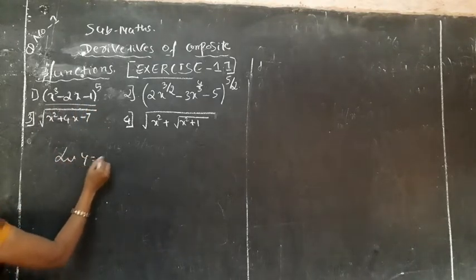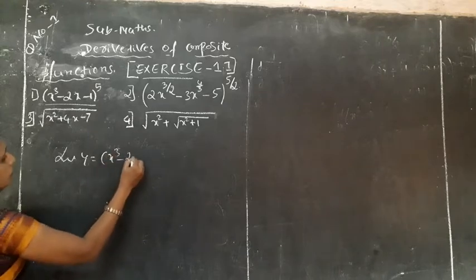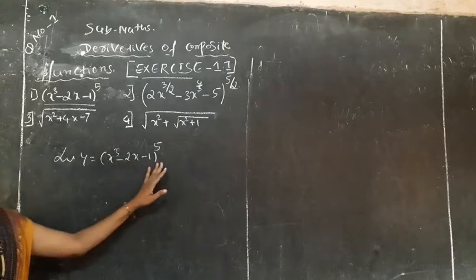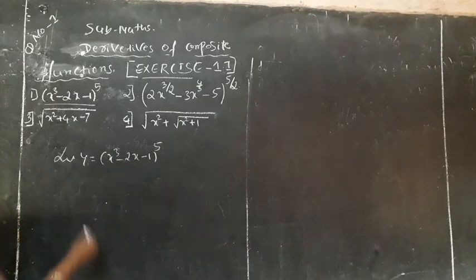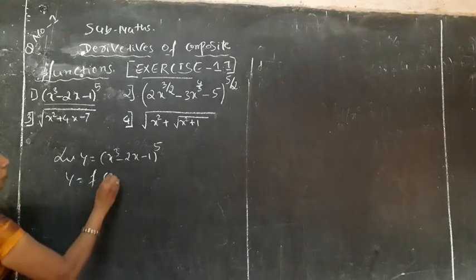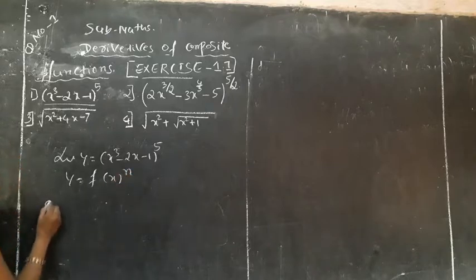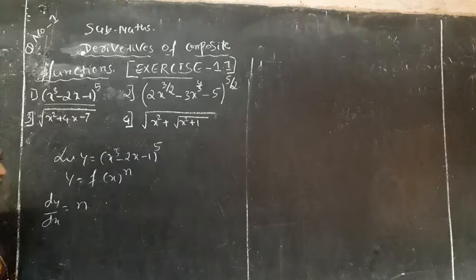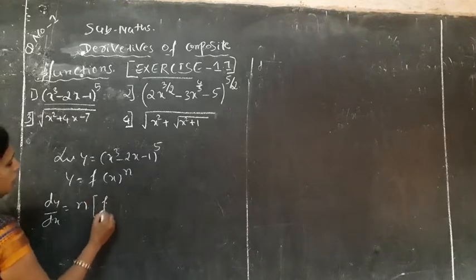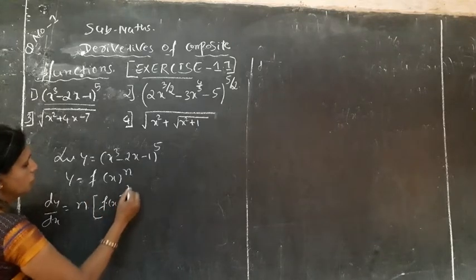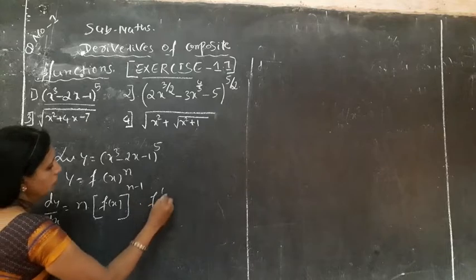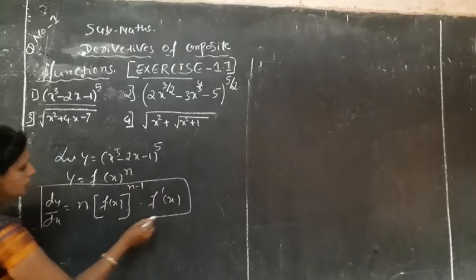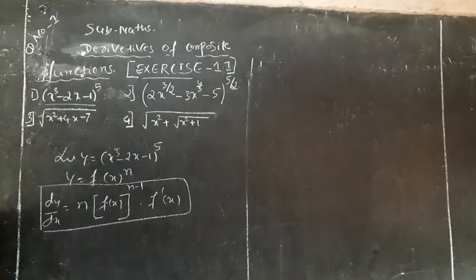First define the function, that is y equal to x cube minus 2x minus 1 raised to 5. This is of the form y equal to f of x raised to n. Then dy upon dx equal to n into the bracket f of x raised to n minus 1 into f dash of x. We are going to solve this example with this form.